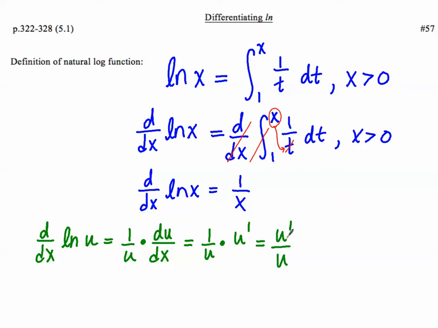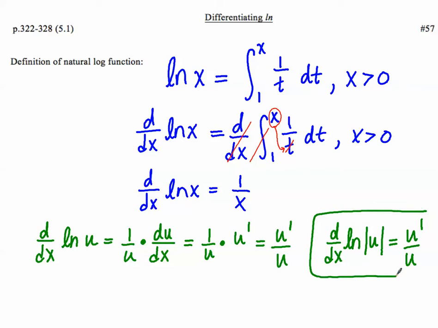Ultimately, you need to memorize that the derivative with respect to x of the natural log of, we're going to call it absolute value of u, and I'll explain in a minute why, is u prime over u, the derivative of what's inside over what is inside. This is our bottom line here today that we're going to use. Memorize this guy. Let's take a moment and talk about why we're saying the absolute value of u.